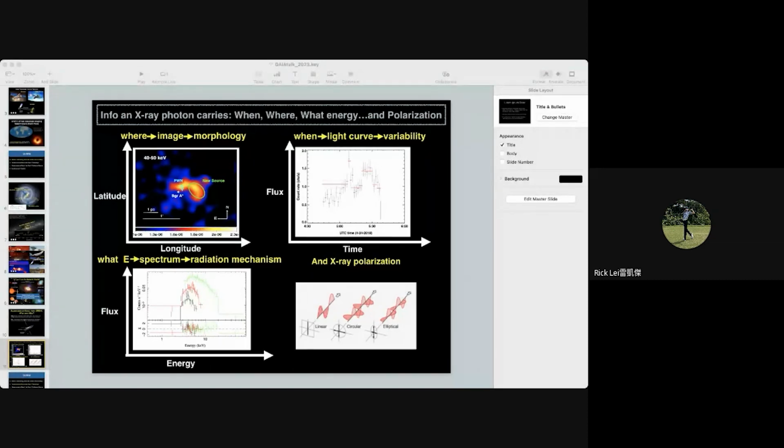Like how light travels in the universe, like does it travel in wave or photons?